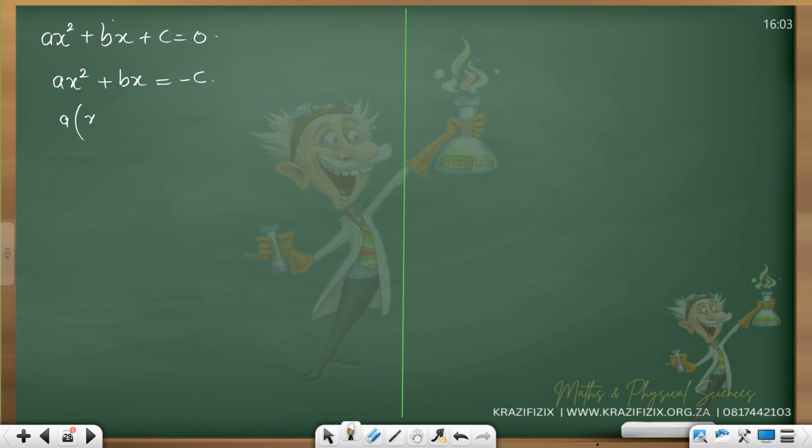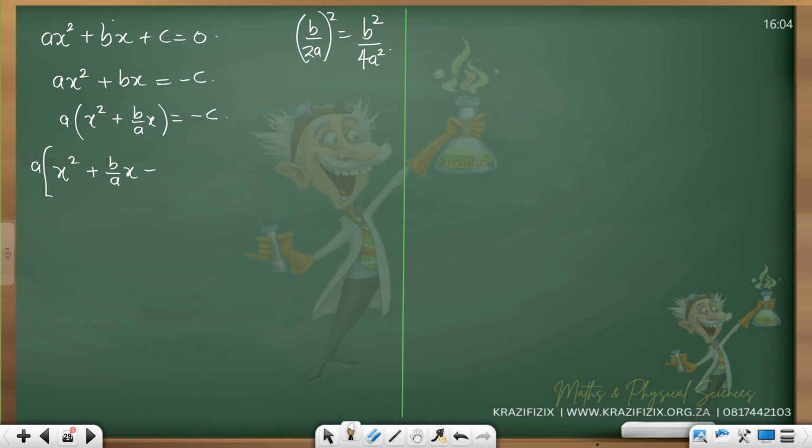A into x squared plus b over a. I'm sure you should know what I did there. Negative c. Are we going to get the same answer? Let's complete the square. X squared plus b over ax. You know what we are going to add? It is b over 2a, remember, squared, which is what? B squared over 4a squared.